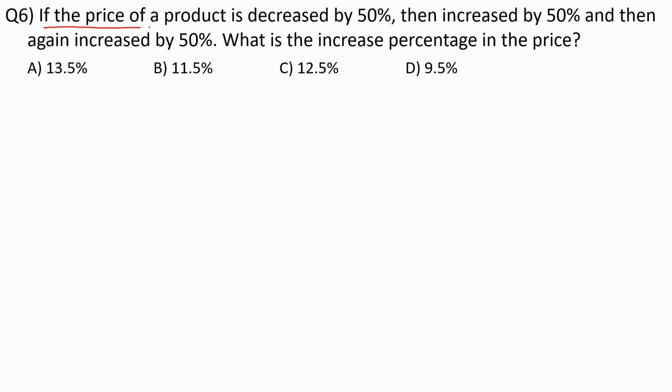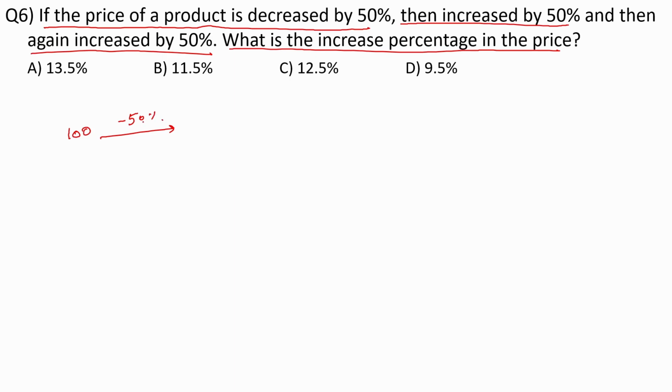If the price of a product is decreased by 50% and then increased by 50% and then again increased by 50%, what is the increased percentage in the price? So as the options are in percentages, I would assume my initial price to be 100. It is initially decreased by 50%. So 50% of 100 would be 50. As it is decreased, I would give a minus sign. 100 minus 50 gives me 50.